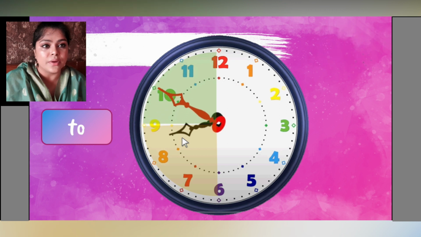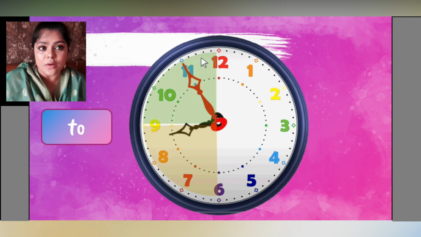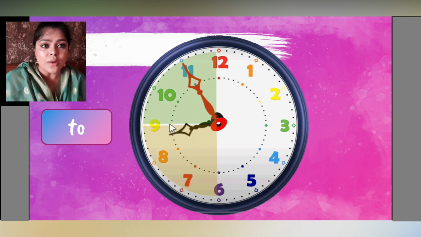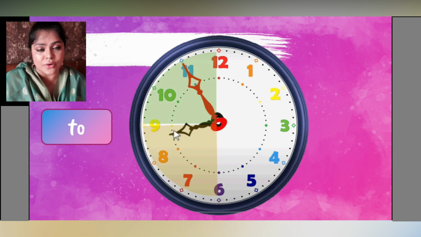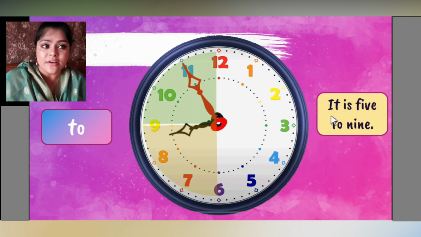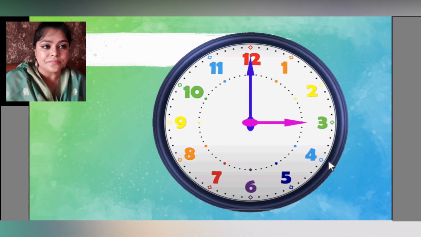Now let's see one more here. Now, how much time is left for 9 o'clock? How much time is left? Only 5 minutes. So after 5 minutes it will be 9 o'clock. So it is 5 to 9. It is 5 to 9. That means only 5 minutes are left for 9 o'clock. Okay? Very good. Now let's see what time it is.